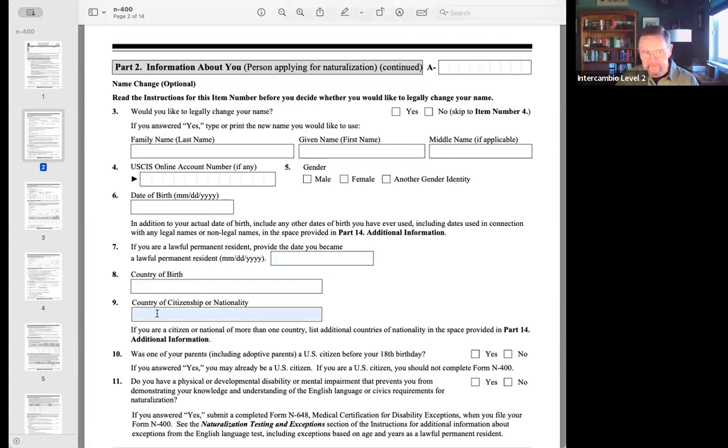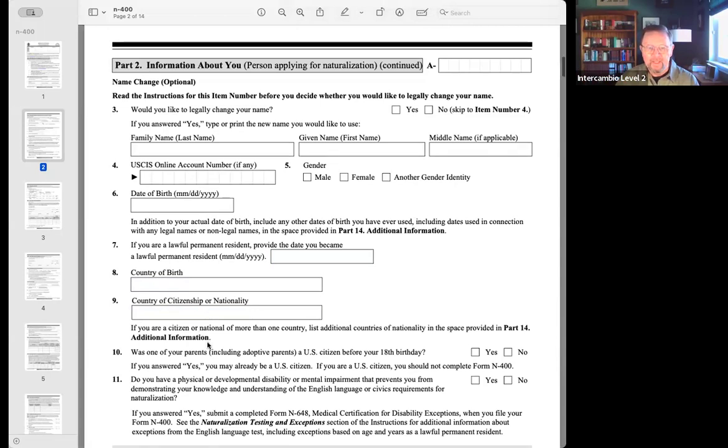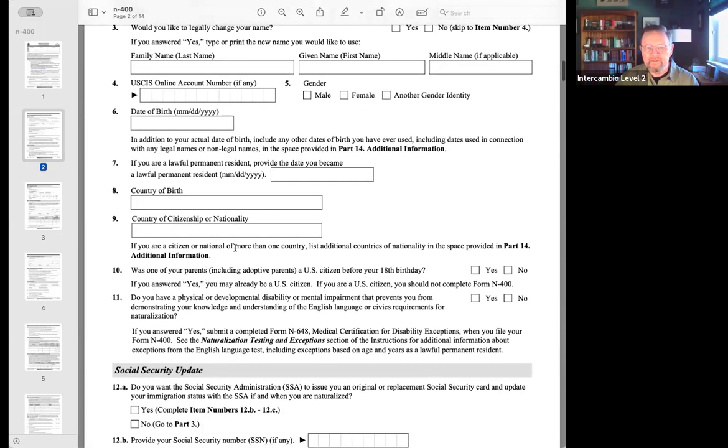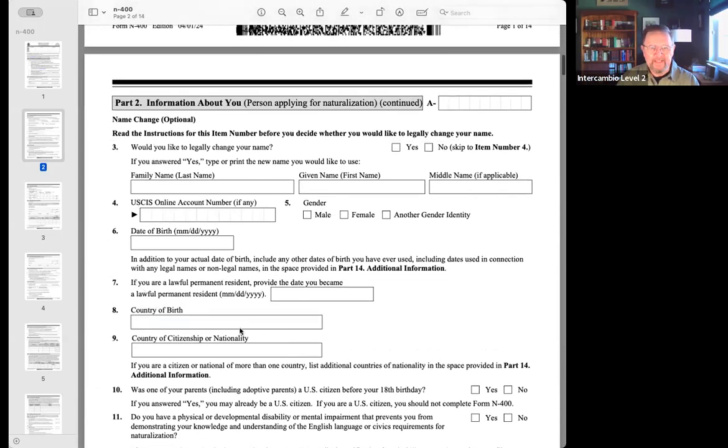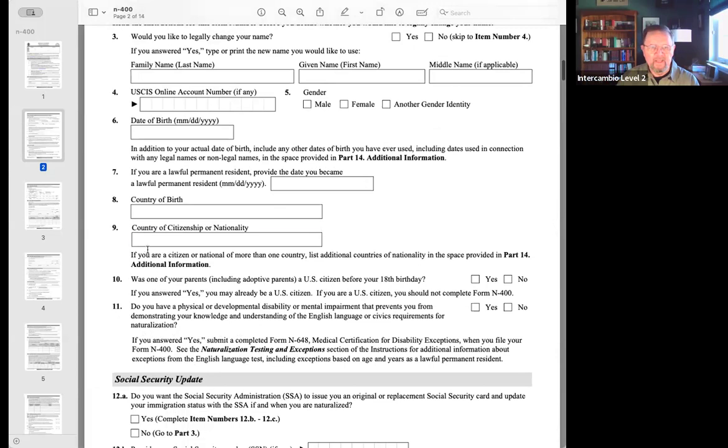Your country of birth, your country of citizenship, even if it's the same, list them both, or if it's different, you'd list them differently. If you are a citizen or national of more than one country, you list those on Part 14. There's a place on Part 14 where you can provide additional information. And throughout this whole form, I'm going to be referencing providing additional information on Part 14. And when you do, you have to reference the page number, page 2, the part number, part 2, and the item number, which would be 9. And then you would list additional.